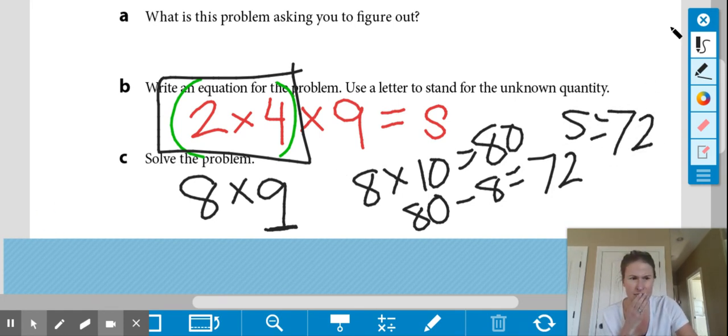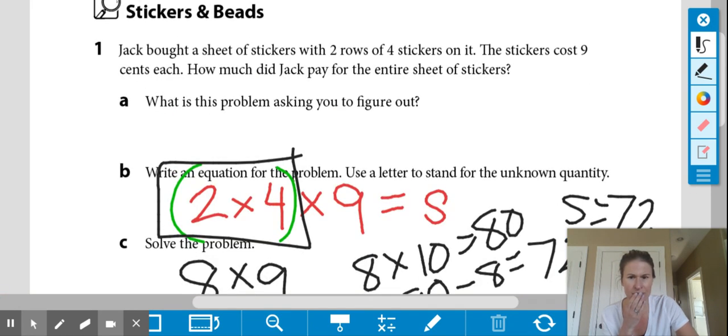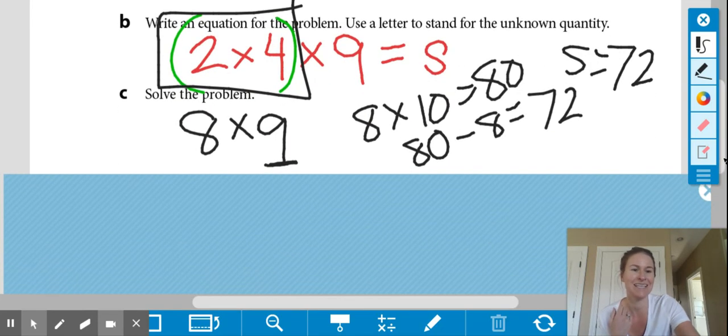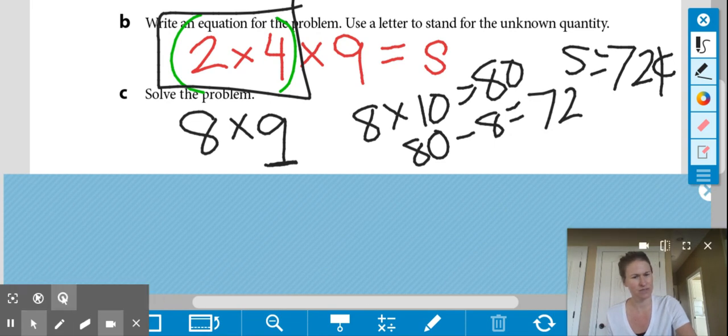72 what? I better go up here. How much did Jack pay? That's right. So it would be 72 cents. Can't forget my label. There we go. Is yours the same or different than mine?